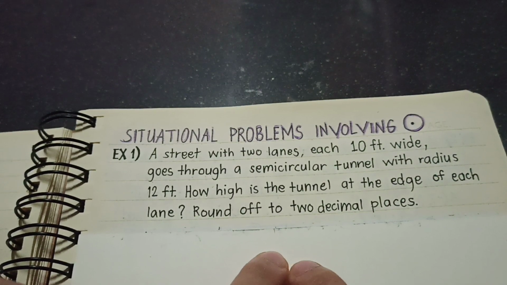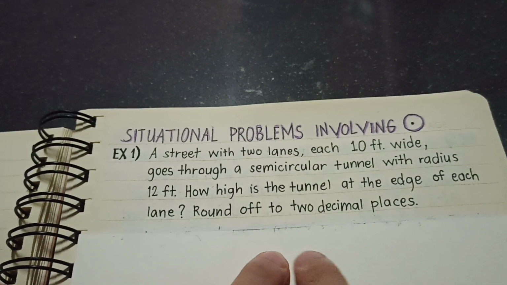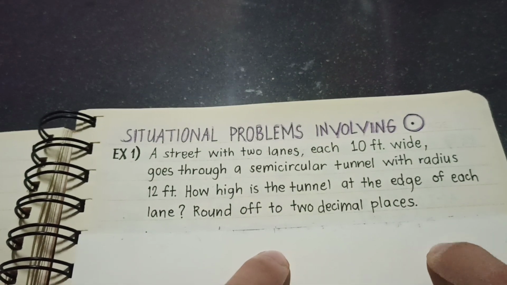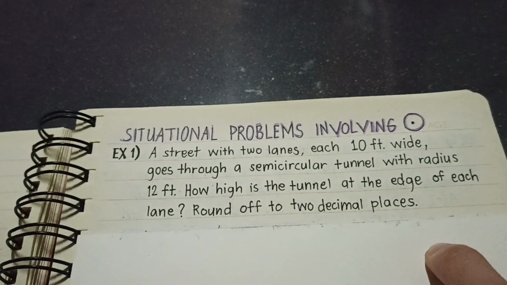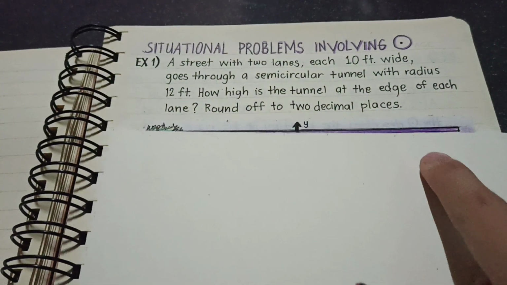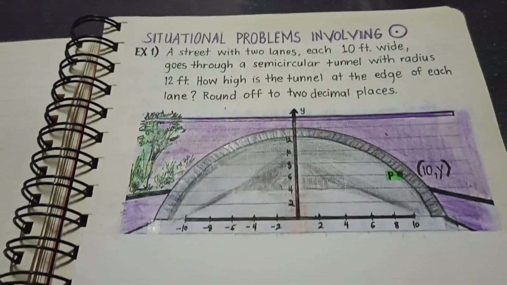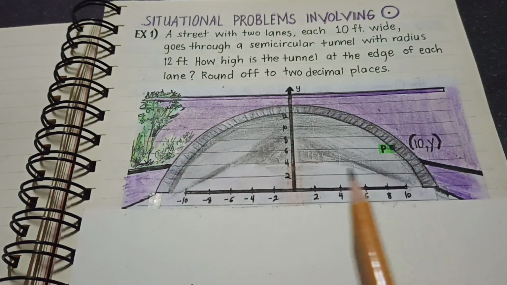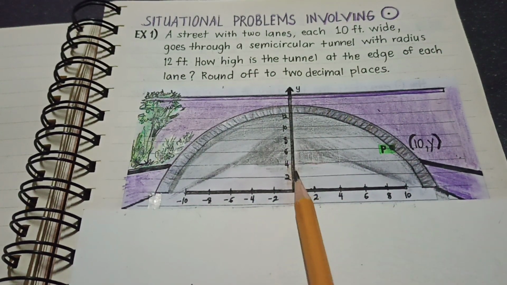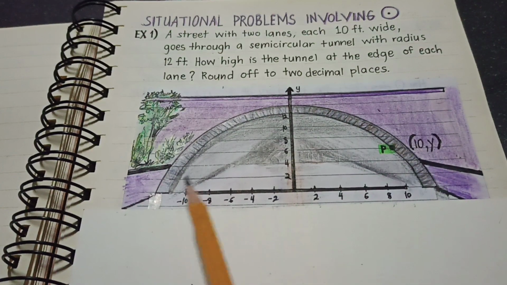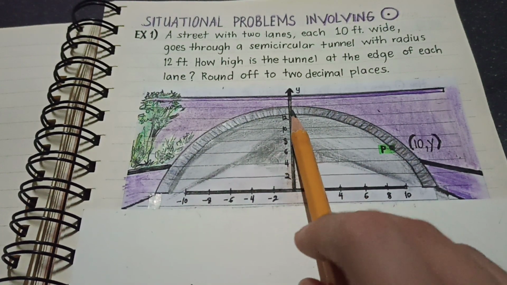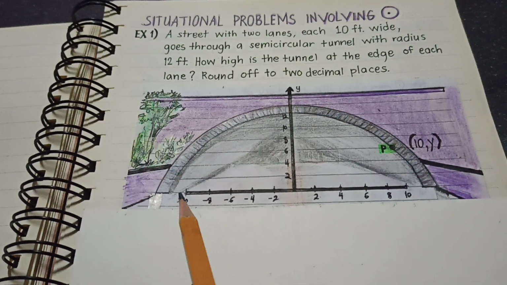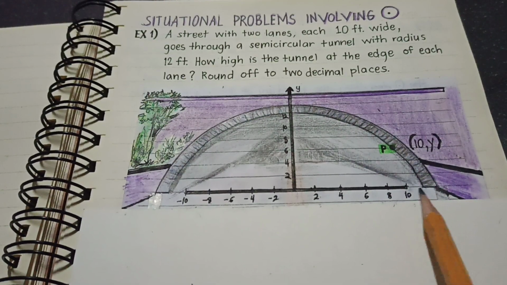up to the lane, it should be 12 feet, right? But according to the first statement, the lane is up to 10 feet lang, right? So I hope you visualized it. To better understand the problem, here is the illustration. Here is the semicircular tunnel with 12 feet height. If it's 12 feet here, since it's a radius, it should be 12 feet here, 12 feet here. That is the gap that I was talking about a while ago.